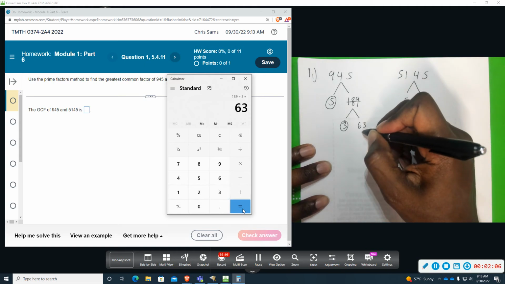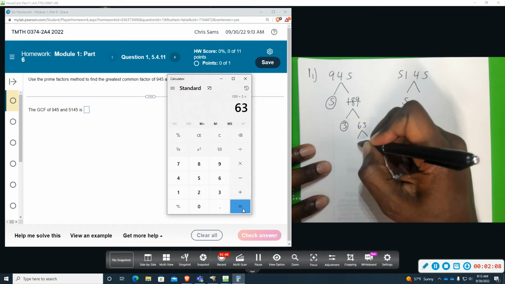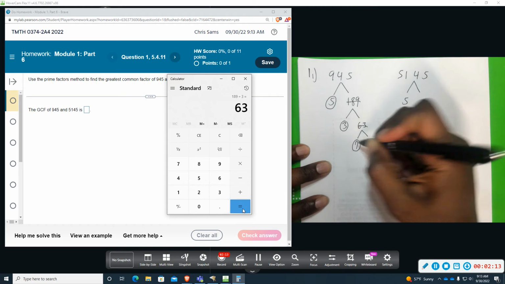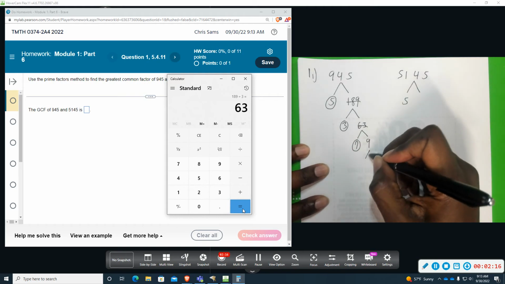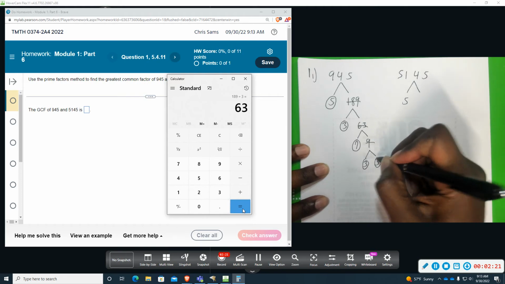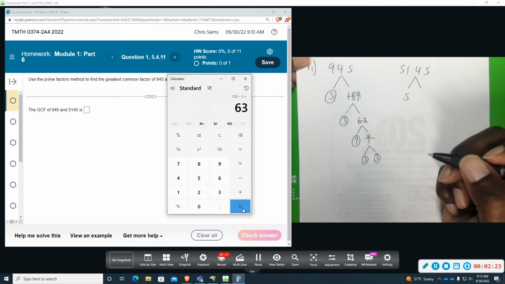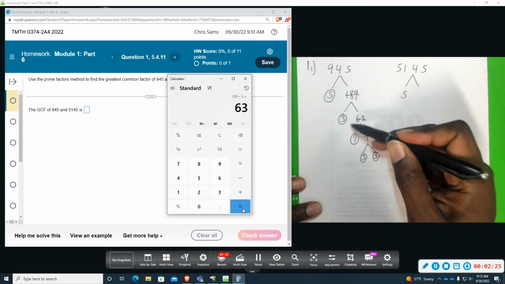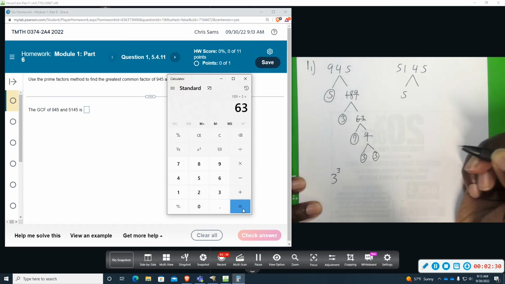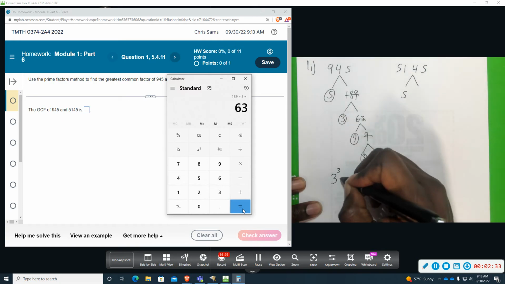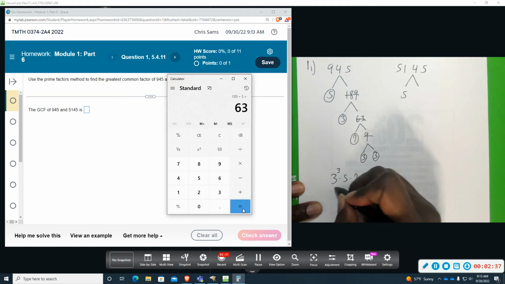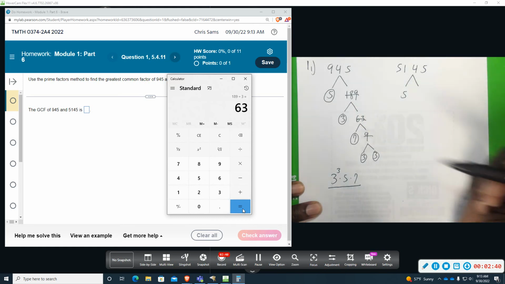63 is divisible by 7. It's one of those multiples. 7 times 9. So I get a 7. And then 9 is 3 times 3. Okay, so the prime factorization, we have 1, 2, 3 threes. So I'm going to say 3 to the third. And then we have times 5 and times 7. So this is the prime factorization of 945.